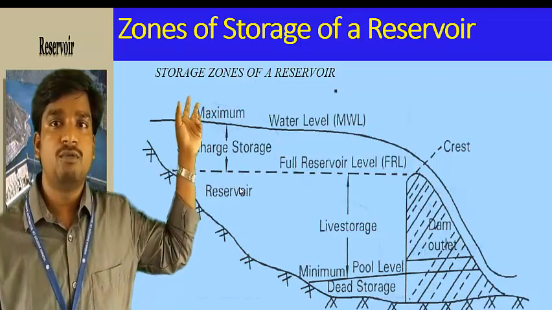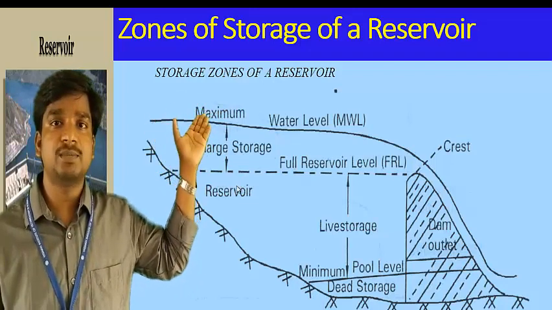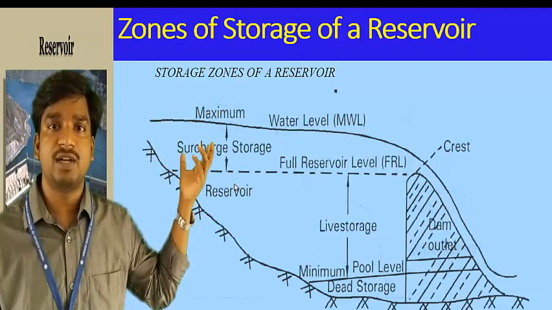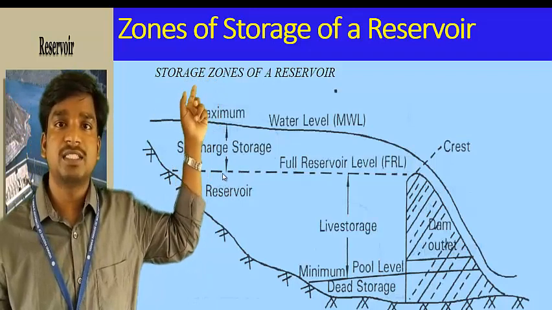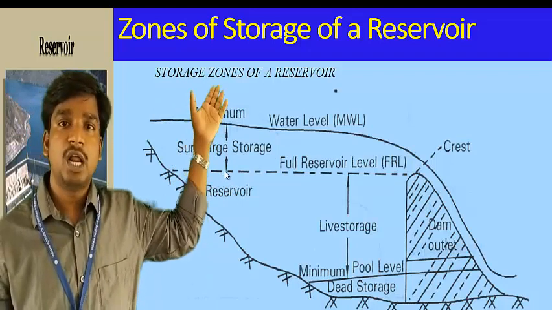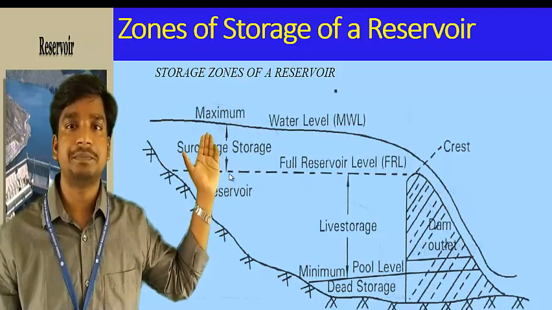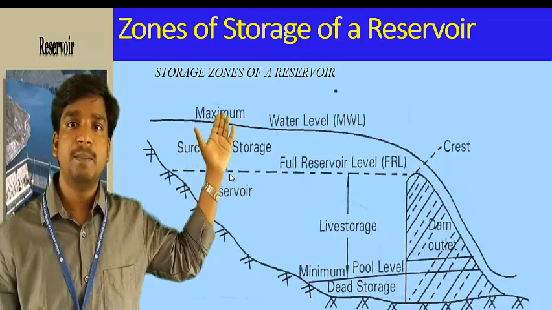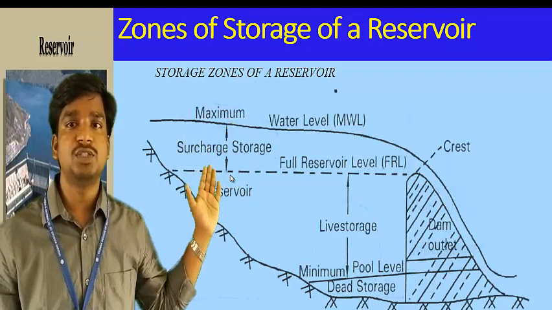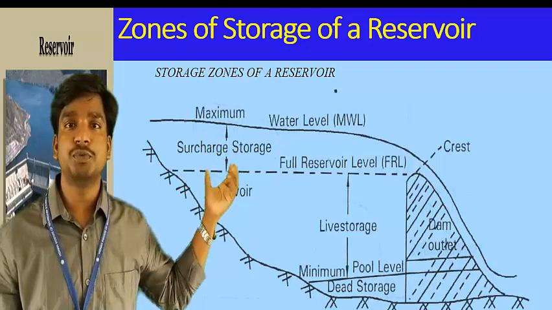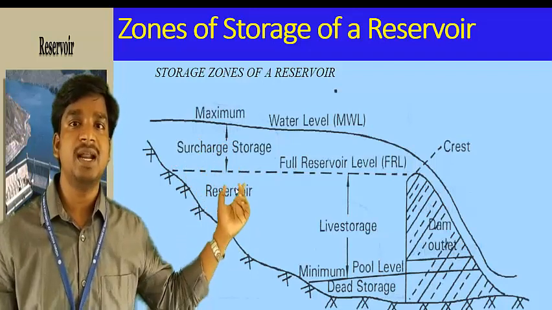Coming to the maximum reservoir level, it is possible whenever there are high floods. So the uppermost layer is your maximum reservoir level during the floods. Below that we have the full reservoir level, which is up to the crest level. The storage between the full reservoir level and the minimum pool level is your live storage or useful storage. Below the minimum pool level is considered as your dead storage.